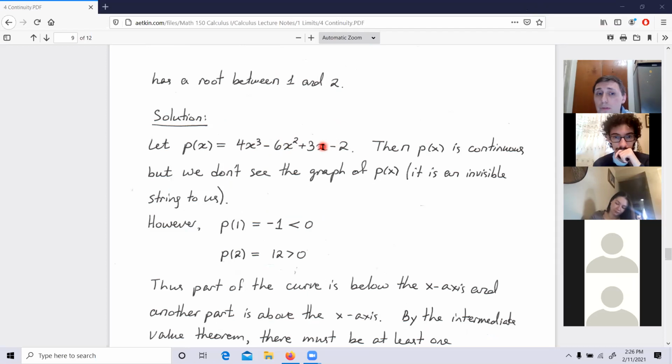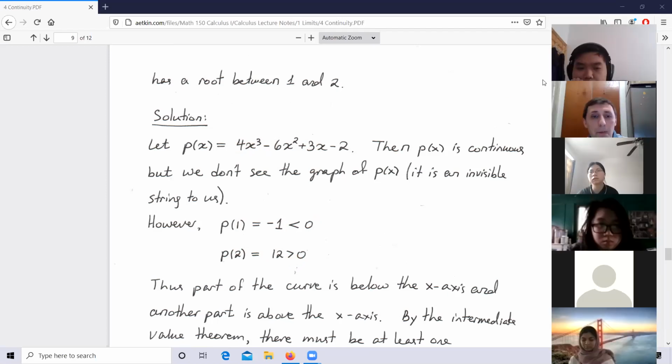But I observe the following. I observe that at the point 1, if I plug 1 in here, I have the point 1 comma minus 1. So in other words, at 1, the graph dips below the x-axis. It's less than 0. You see? At 1, I don't get 0. And at 2, if I plug in 2, I get 12. And 12 is a number bigger than 0.